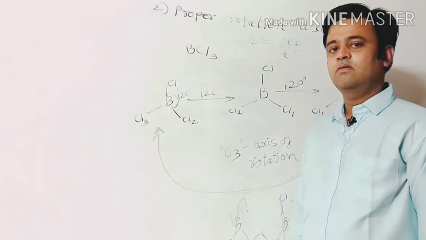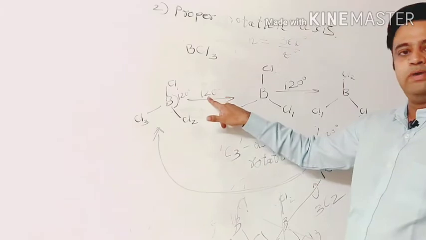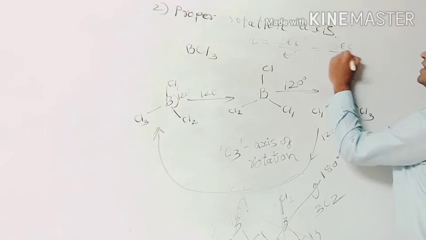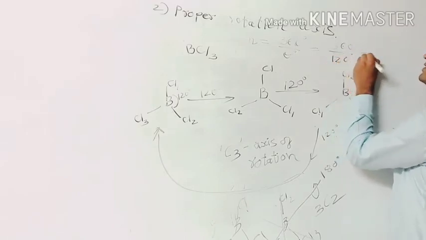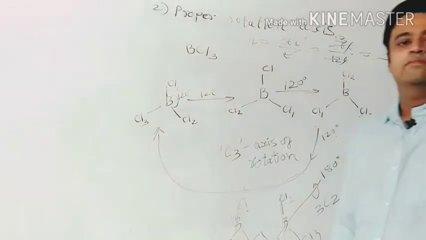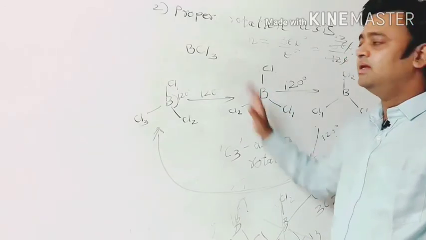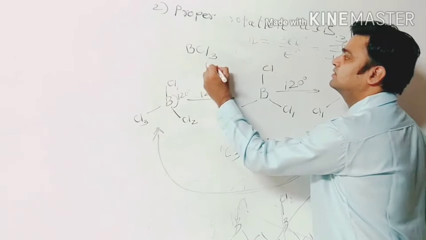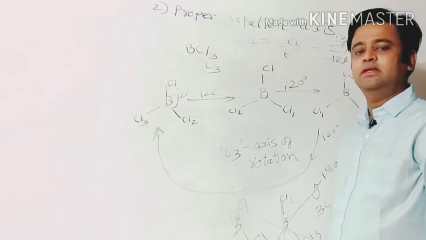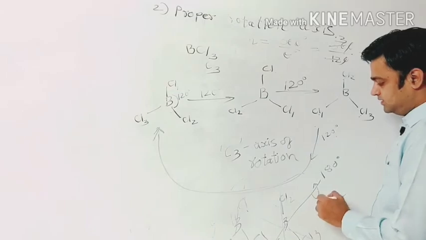First one. We have rotated it by 120 degree. Theta is 120. 360 divided by 120 equals how much? 12, 3 are 36. The answer comes out to be 3. Therefore, n equals 3. We will write it as C3. Therefore, BCl3 has C3.